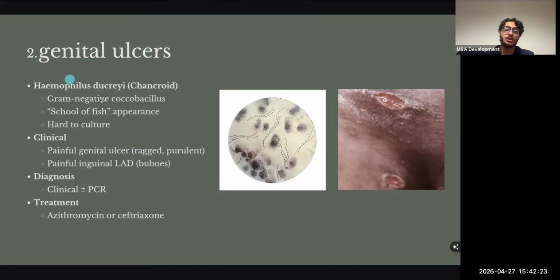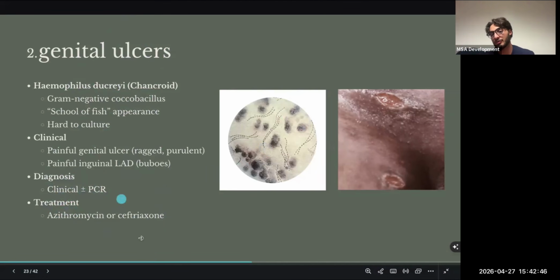So just remember ducreyi, there's a very nice mnemonic that I found on Anking. Ducreyi for "do cry," as in you do cry when you get Haemophilus ducreyi because it's so painful. So do cry, just remember that. Diagnosis is clinical, and you could do a PCR just to confirm the presence of these bacteria, and you treat it with either azithromycin or ceftriaxone.